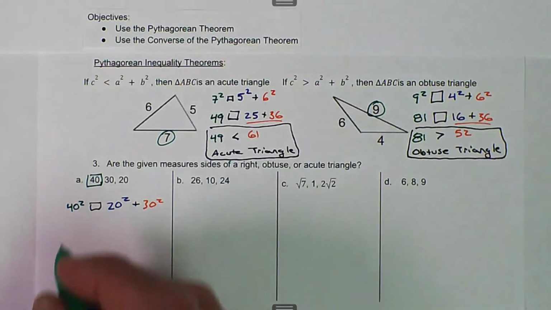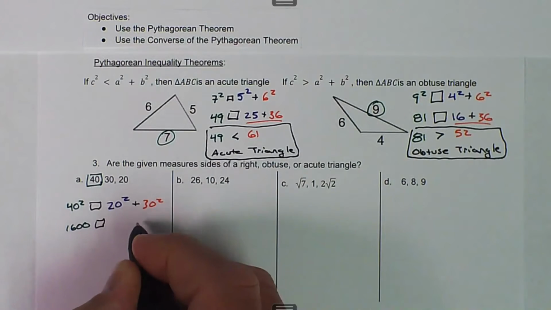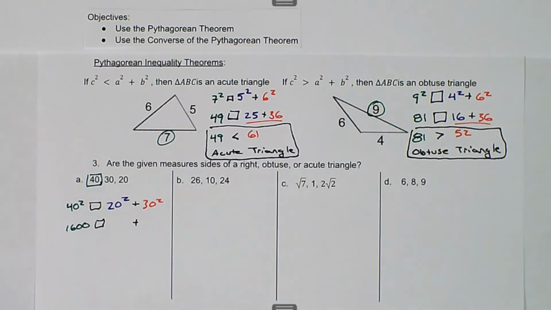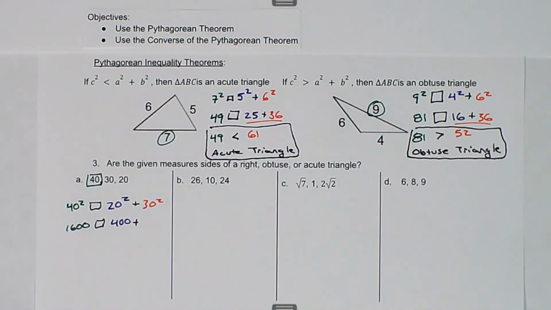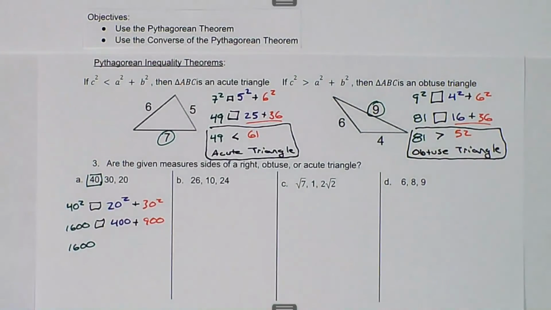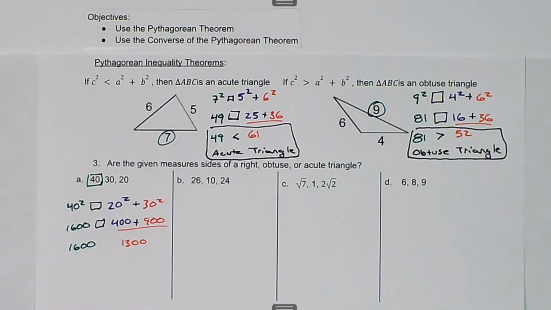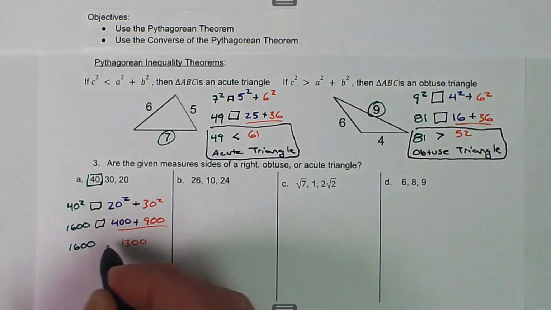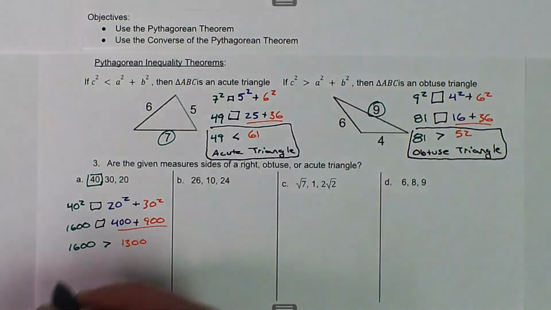So 40 squared is 1600. And 20 squared is 400. And 30 squared is 900. So 1600 compared to these two added together, those are 1300. So 1600 is greater than 1300. So this is an obtuse triangle.